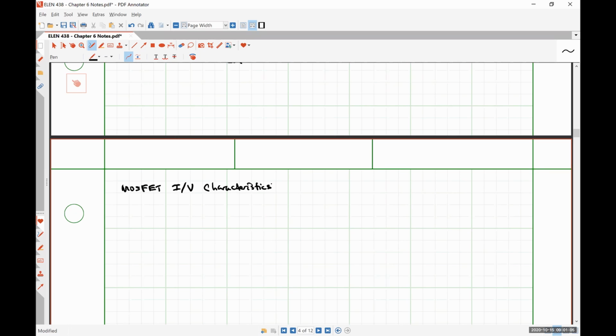All right. So consider a semiconductor bar carrying a current I.